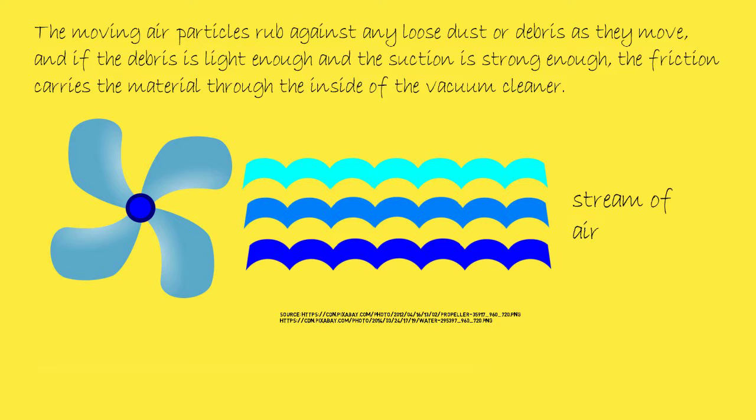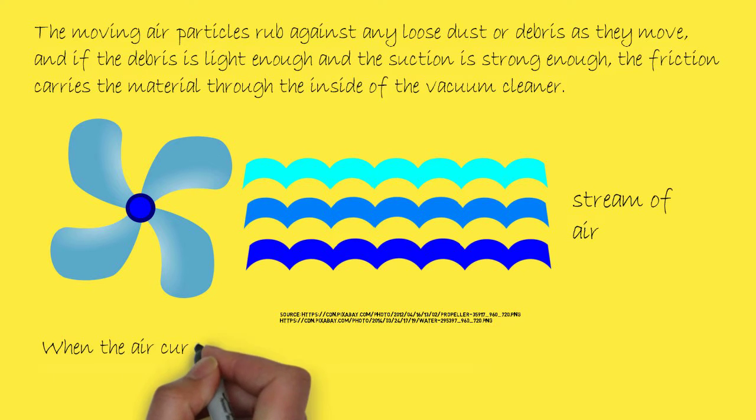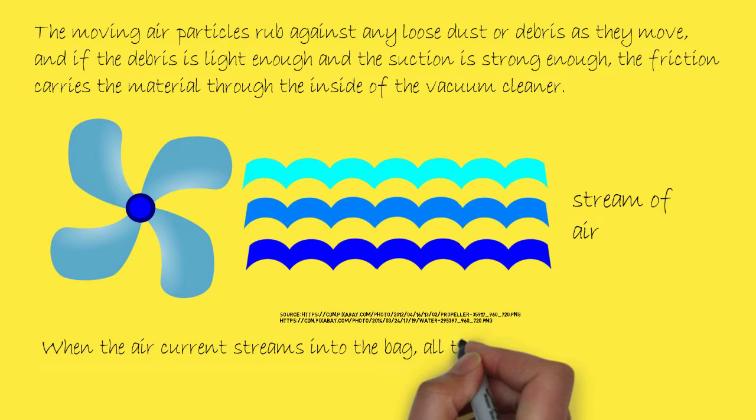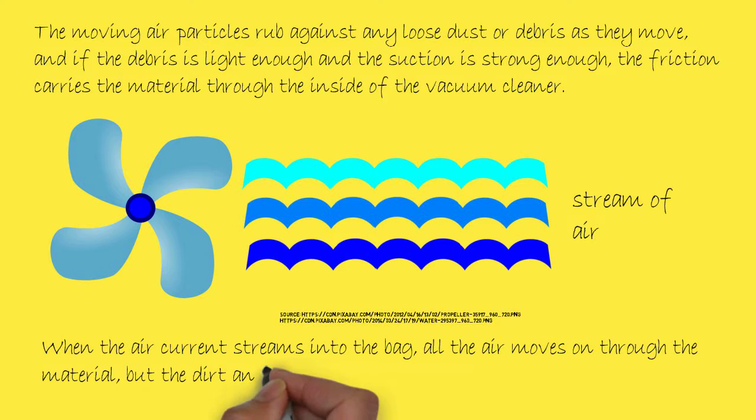As the dirt-filled air makes its way to the exhaust port, it passes through the vacuum cleaner bag. These bags are made of porous woven material, typically cloth or paper, which acts as an air filter. The tiny holes in the bag are large enough to let air particles pass by, but too small for most dirt particles to fit through. Thus, when the air current streams into the bag, all the air moves on through the material, but the dirt and debris collect in the bag.